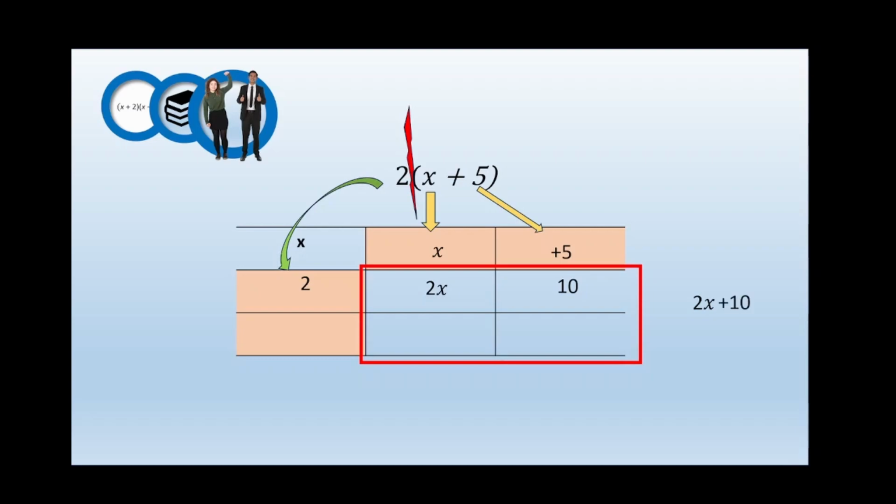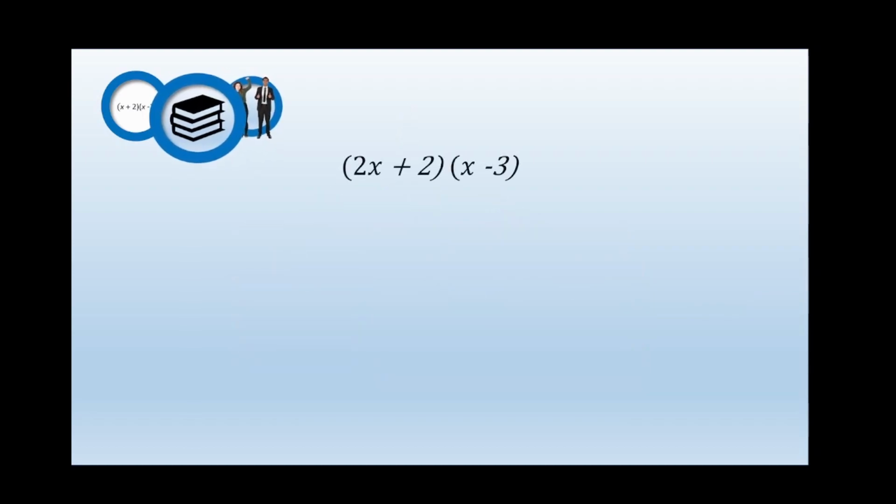I've just got plus 10, and we are done. And that is it. It's as quick as that. How about if I have a double bracket? Well, it's not too dissimilar.